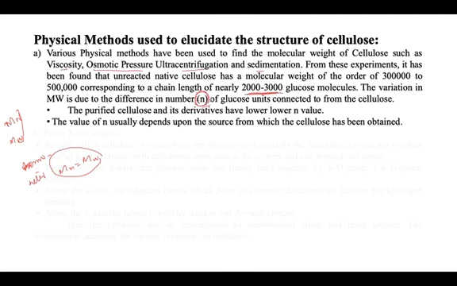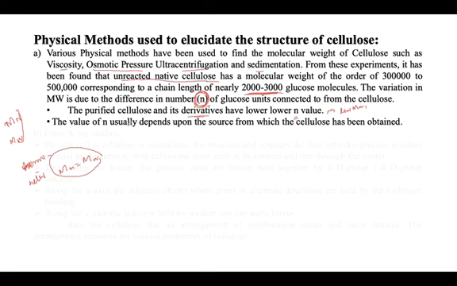Based on these, we say that the molecular weight differs, and it has been found that this molecular weight, around 300,000 to 500,000, is the molecular weight of unreacted native cellulose. That is the raw cellulose we get from the pulp of the tree. If it is purified, or if its derivatives are used, then the value of n decreases, because when we do the purification there will be some degradation, and we get lower molecular weight cellulose.